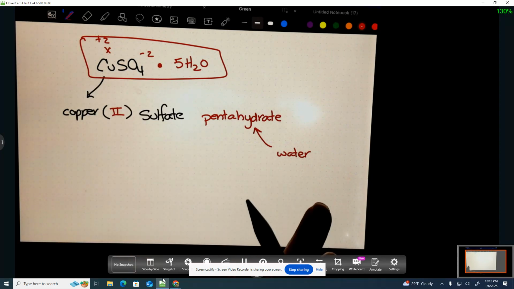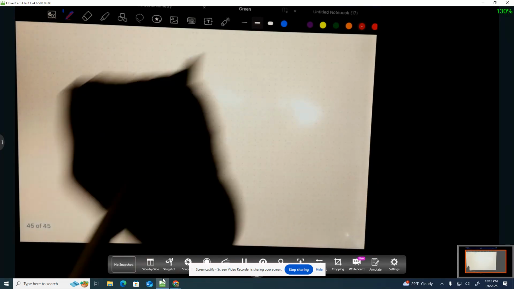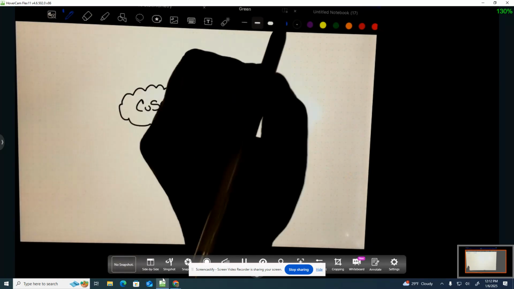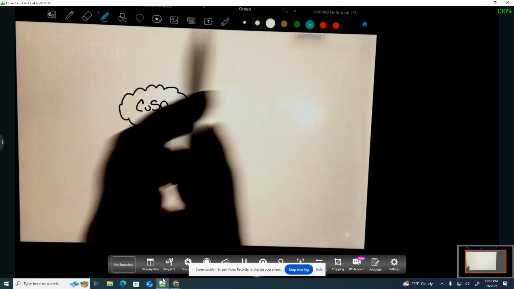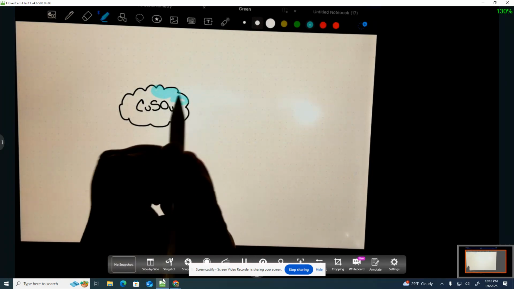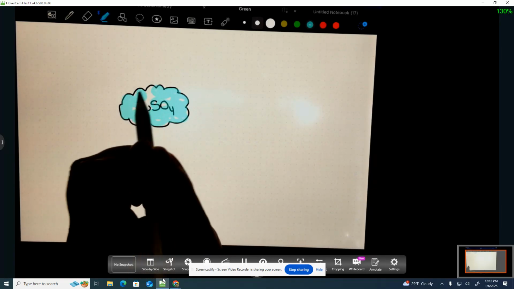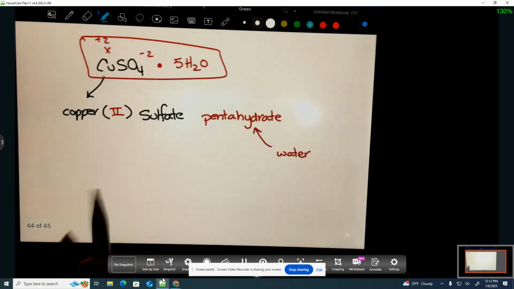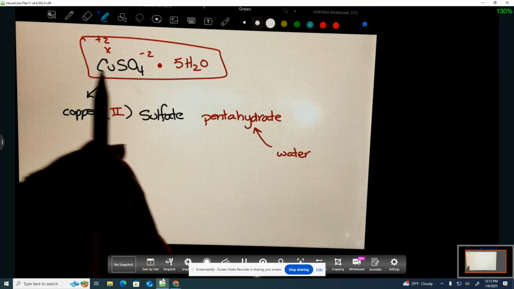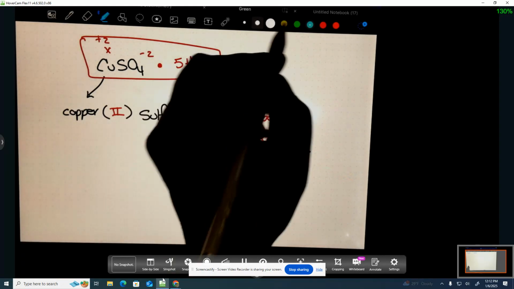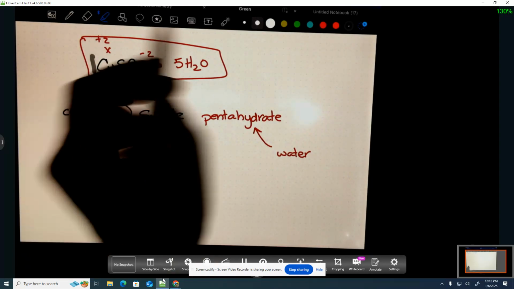Okay? Let me diagram it so that you can see what it would look like the way I visualize it in my head. So here's my copper 2 sulfate, and we're going to draw it in a nice little cloud. That cloud right there is the salt. And there's only one group of the salts. See? 1 copper 2 sulfate. See the 1 here? That becomes important as we move on.